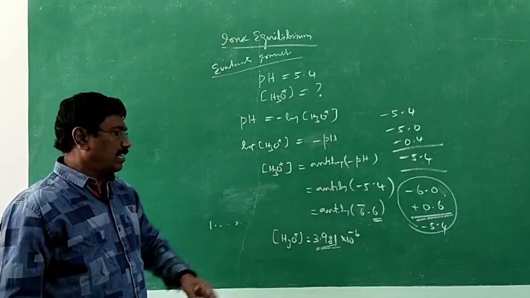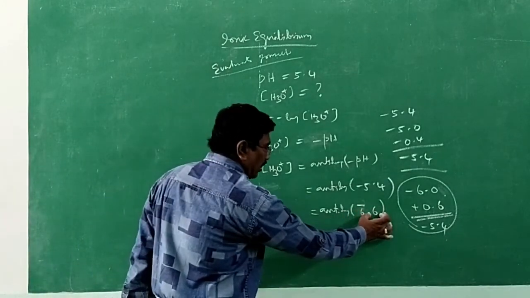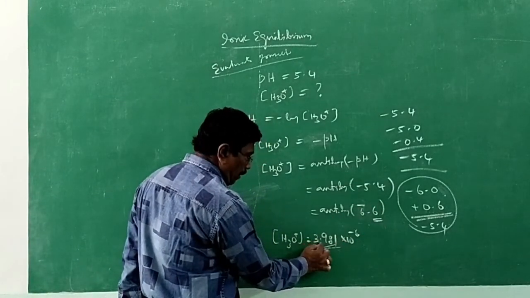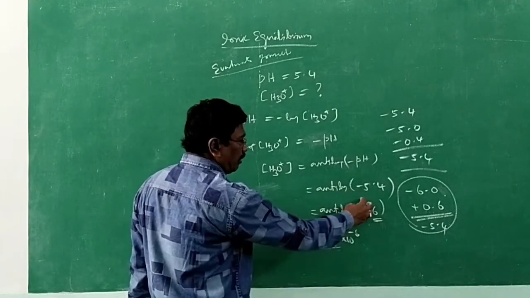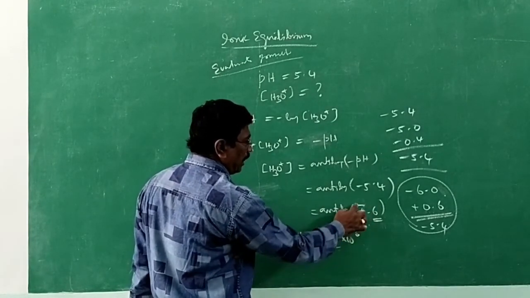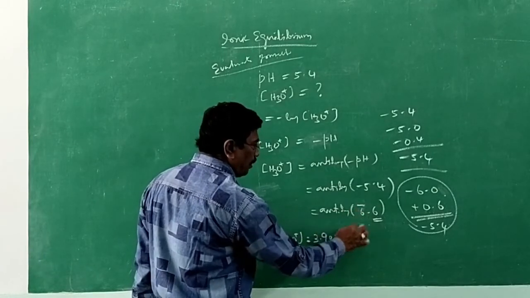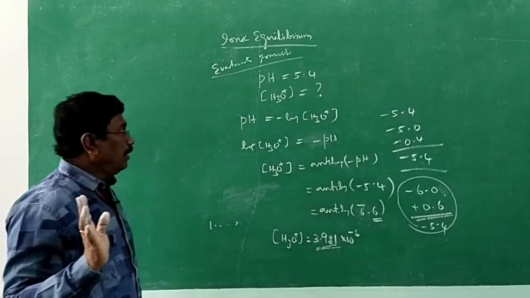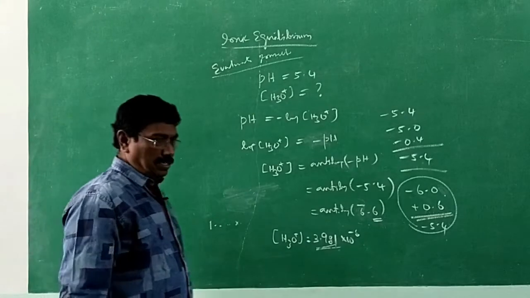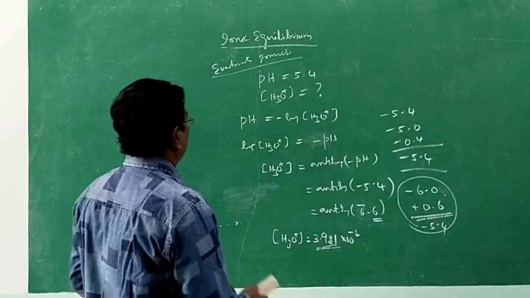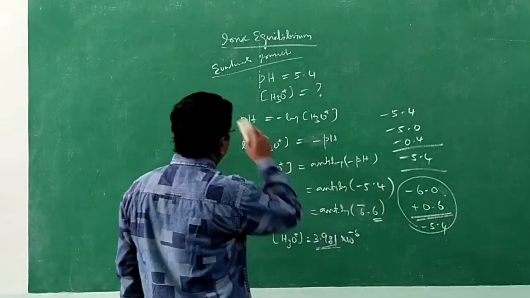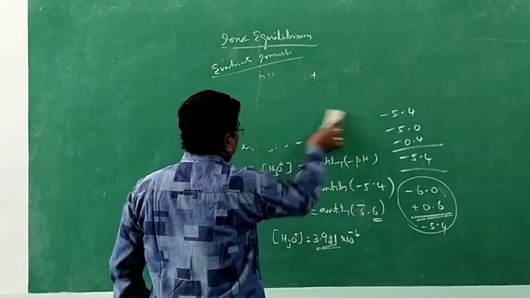Very clearly you have to understand. If you take the antilogarithm of 0.6, get the number, make a decimal point after 1 digit, into 10 power of this value. Minus 6 means minus 6. Minus 5 means minus 5. Simply 5 means 10 power 5. Like this it will come. So that is about calculation of hydrogen concentration from pH. Hope you know how to convert a negative number into bar value.